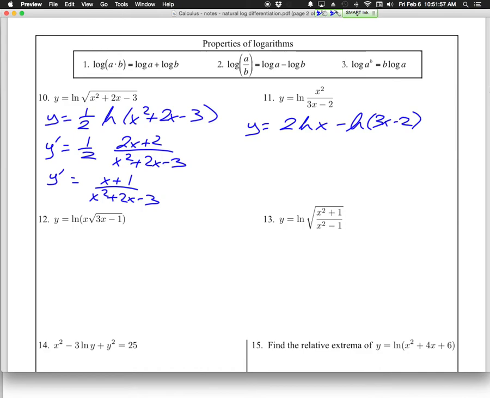Now take the derivative. So the derivative of 2 natural log of x is 2 over x. And the derivative of natural log of 3x minus 2 is 3 over 3x minus 2. Okay. Now, if this is multiple choice, that answer right there is probably not going to be the multiple choice answer. What do you think you're going to do to get the multiple choice answer? Common denominator, so keep that in mind.